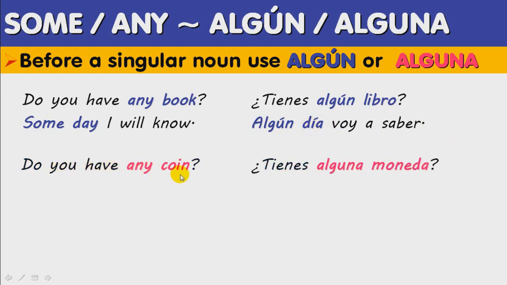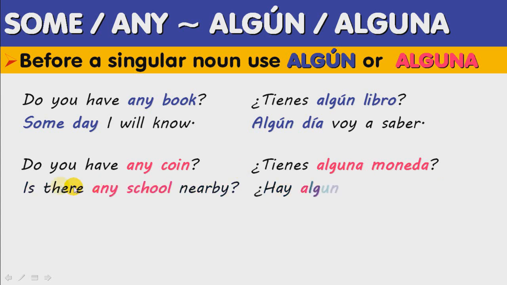Do you have any coin? ¿Tienes alguna moneda? Is there any school nearby? ¿Hay alguna escuela cerca? So what we can see is that if what follows is a singular masculine noun, we will use un, algún. Día, algún día. If it's feminine, we use alguna.